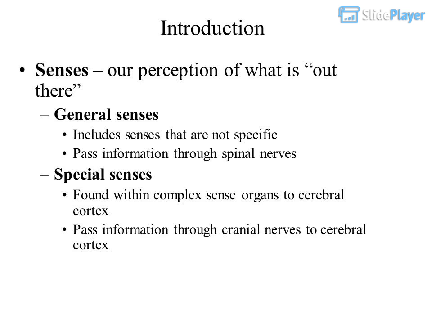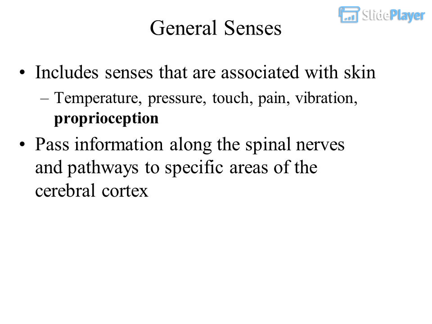They pass information through spinal nerves. Special senses are found within complex sense organs and pass information through cranial nerves to the cerebral cortex. General senses include senses that are associated with skin.